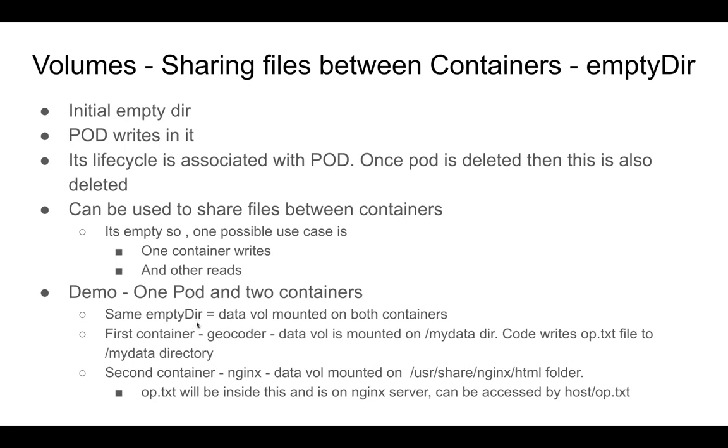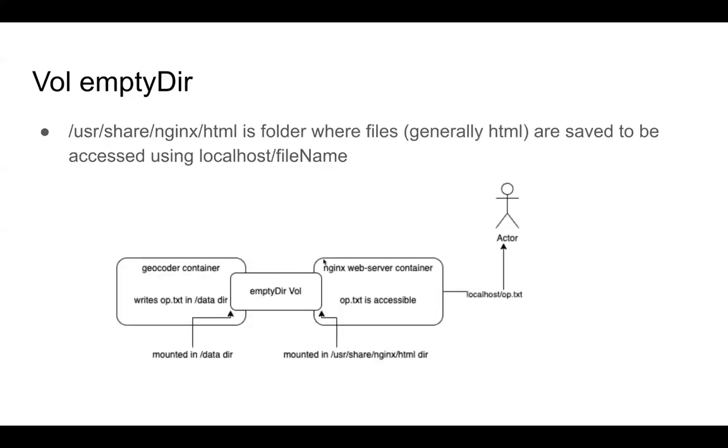Because it's the same emptyDir which is mounted on both, it is mounted on this folder on the geocoder application container, and it is mounted on this folder in the Nginx container. So when this application writes, this content will be available in this folder in the Nginx container. Because this is the Nginx container and it's mounted on the public folder, I should be able to access it outside also. And we'll see an example of that just to see how it works.